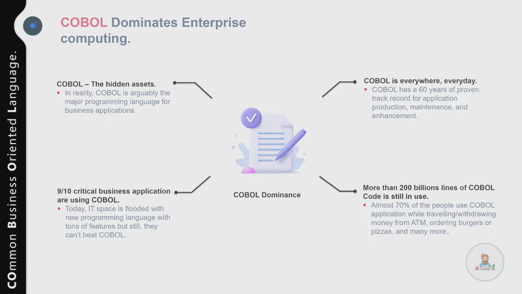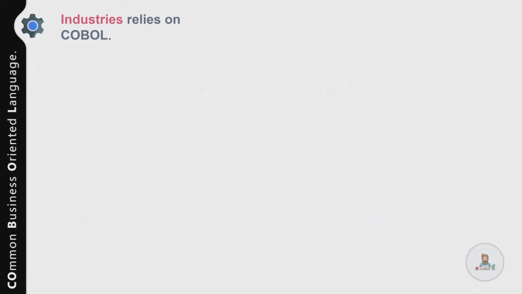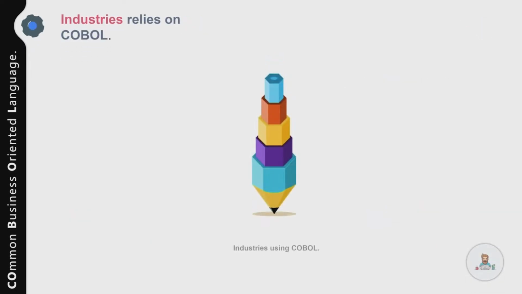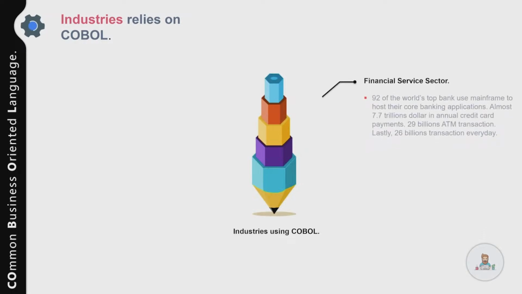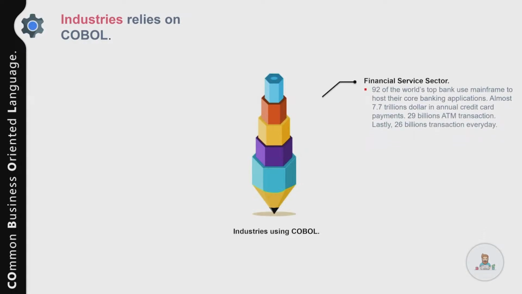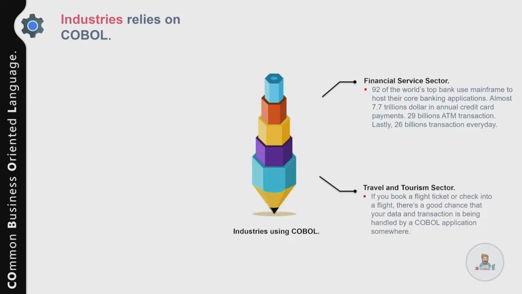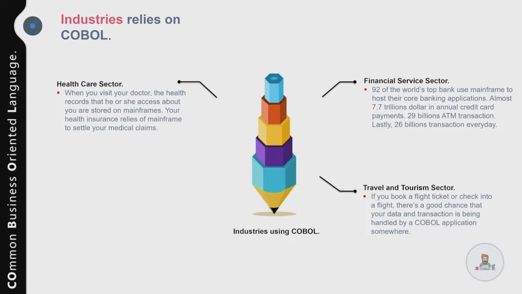Now let's talk about different sectors or industries that rely heavily on COBOL applications. The first one is the financial sector, and in the financial sector almost 92 of the world's top banks use mainframes to host their core banking applications. Almost 26 billion transactions are processed daily by COBOL applications.